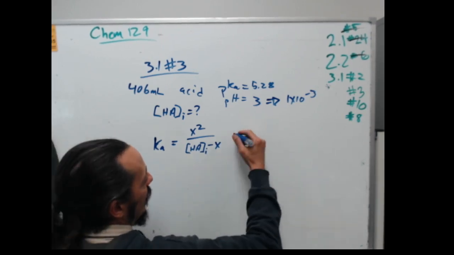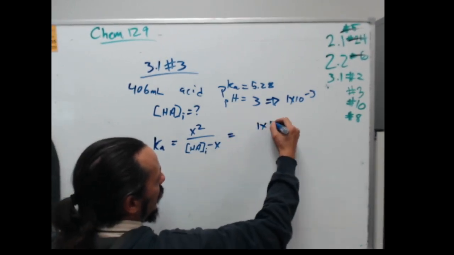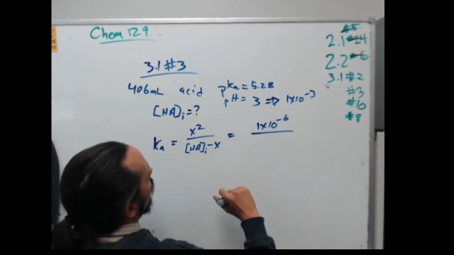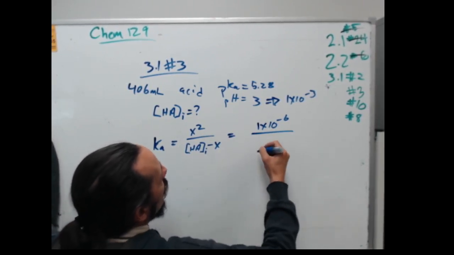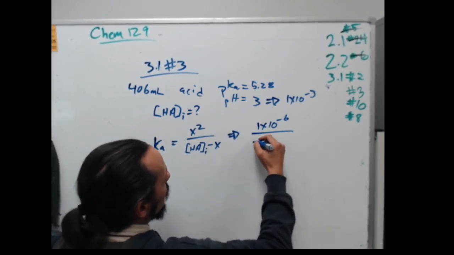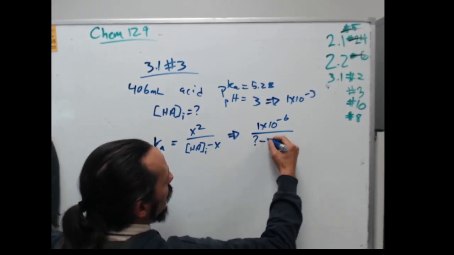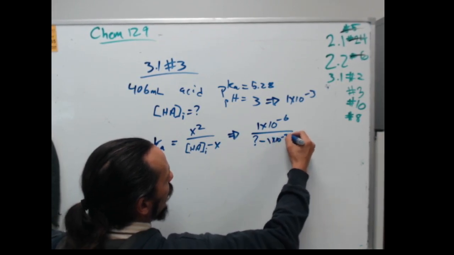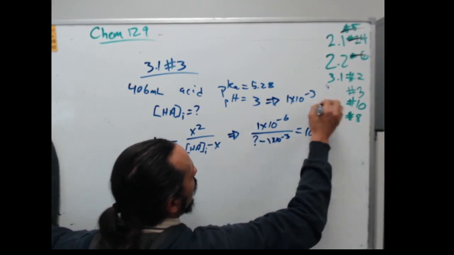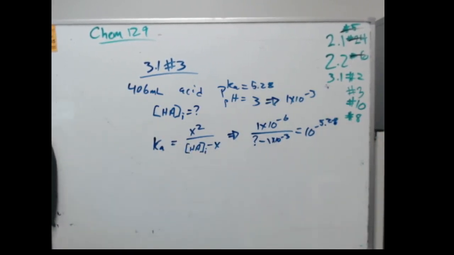Right? So Ka is equal to 1 times 10 to the minus 6 divided by, I'm going to call it question mark again. I know the pKa. 1 times 10 to the minus 3 is equal to 10 to the minus 5.28, right? 10 to the power of negative pKa is the Ka value. Then I can go ahead and solve for question mark.